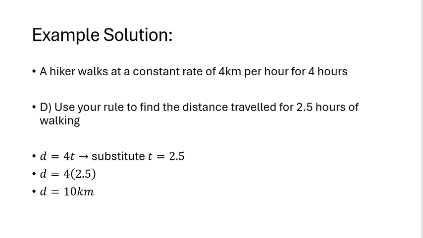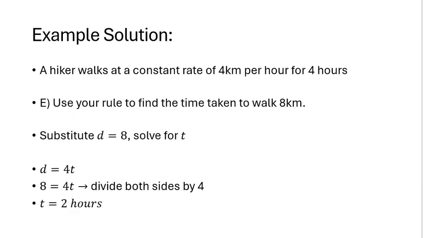Part D, using your rule to find the distance. Use your rule to find the distance traveled for 2.5 hours of walking. This literally means t is equal to 2.5. I've substituted t equals 2.5 in my rule, and I found the distance to be 10 kilometers.